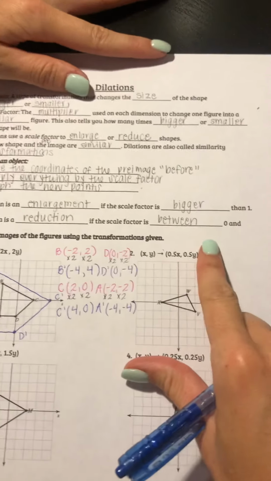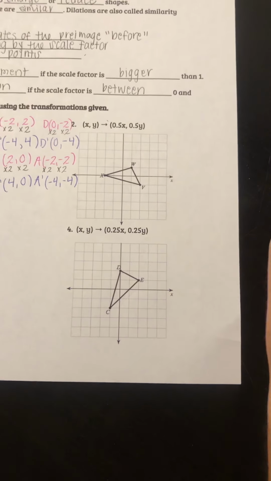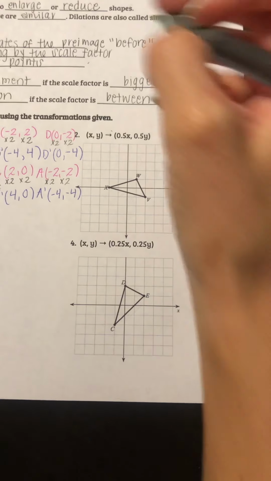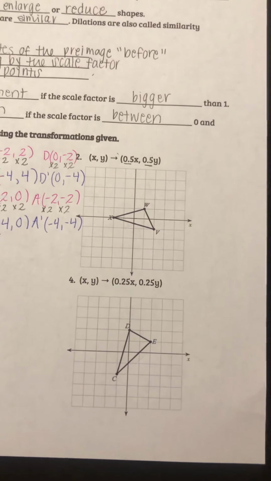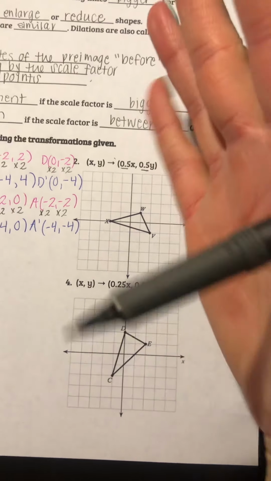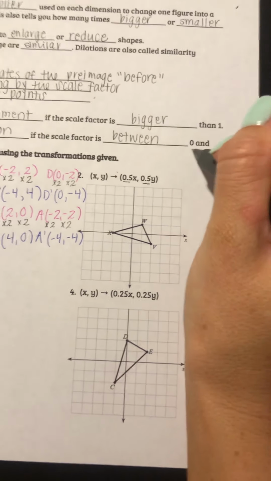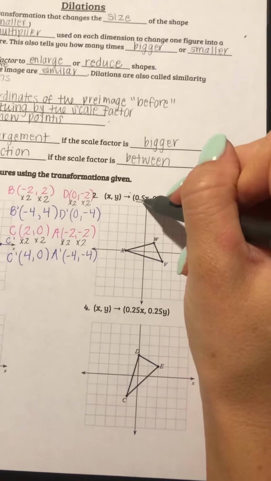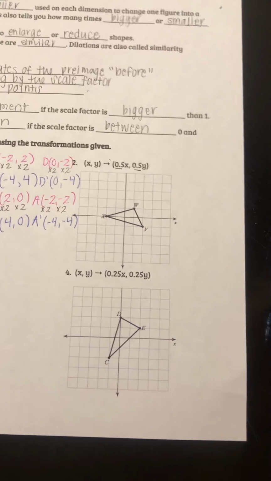So let's go ahead and move on to this one. So same thing, you're just being asked to dilate it. The number that's in front of the x and y, that's your scale factor. It's telling you whether it's going to be getting bigger or smaller. So since this number is between 0 and 1, we know it's going to be a reduction, and we know we're making that shape a lot smaller.